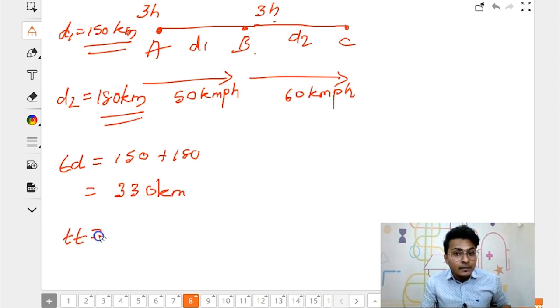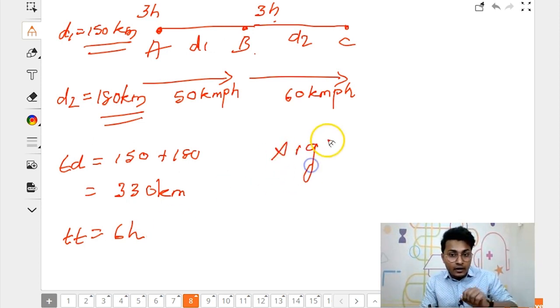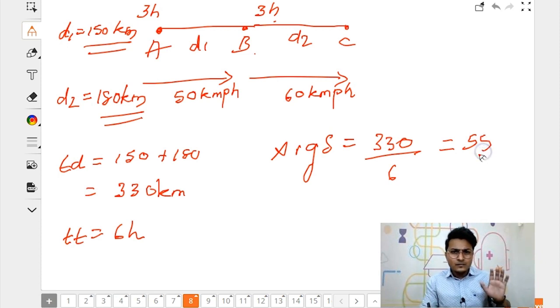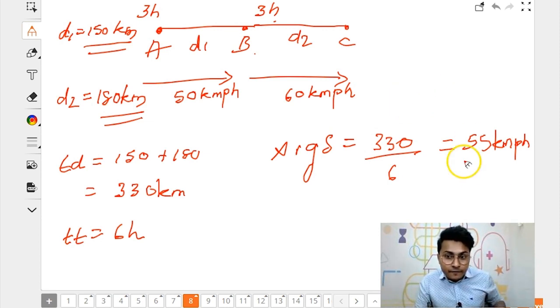And what is the total time? Total time is 3 hours plus 3 hours, giving you an answer of 6 hours. Now, if you find the average speed, I could see many of the students already give me the answer for this question. That is 330 divided by 6 hours, giving you an answer of how much? 55, I believe, 55 kmph. Exactly correct. You must have got 55 kmph if you have done it correctly.